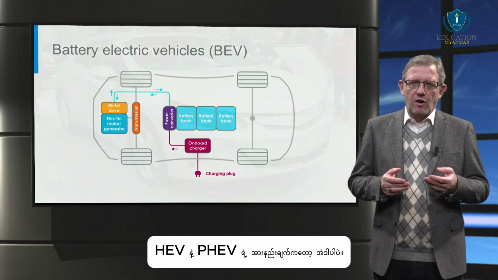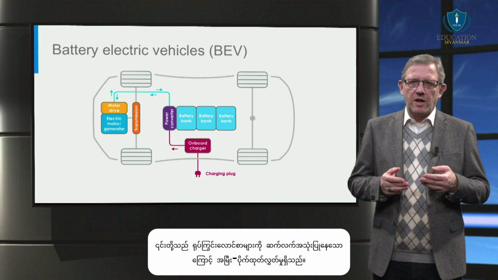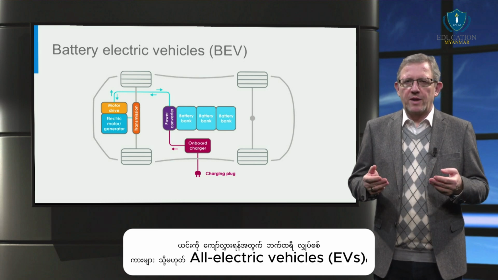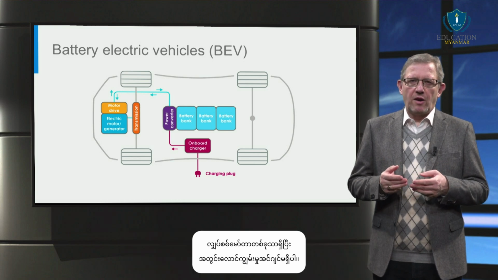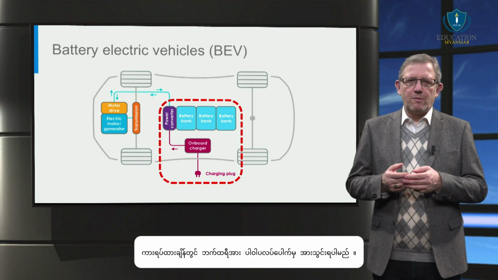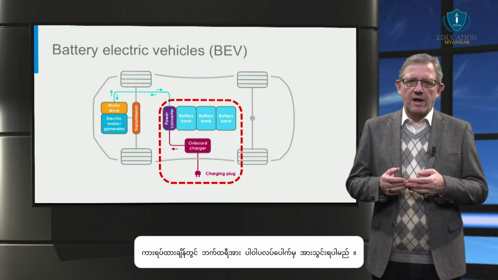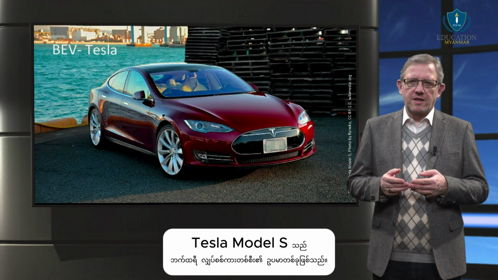The disadvantage of the hybrid electric vehicle and plug-in hybrid electric vehicle is that they continue to use fossil fuels and hence have tailpipe emissions. To overcome this, the battery electric vehicles or all electric vehicles have only an electric motor and no internal combustion engine. The vehicle uses a large traction battery pack to power the electric motor, and the battery must be charged from a power outlet where it is parked. The Tesla Model S is an example of a battery electric vehicle.